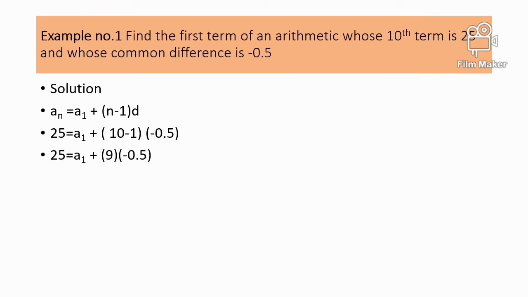So we will find a sub 1. A sub n is 25, and 10 minus 1, which is 9, times negative 0.5. So 9 times negative 0.5 is negative 4.5, and a sub 1 minus 4.5 is equal to 25. So a sub 1 is 4.5 plus 25. The first term will become 29.5.